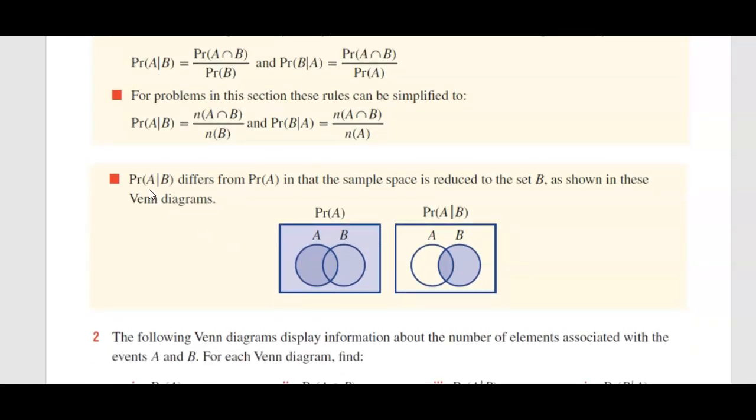All right, so the probability of A given B differs from probability of A in that the sample space is reduced to the set B, as shown in these Venn diagrams. So we're only looking at A given B, we're only looking at what we have in the B. Given B, a B has to have occurred, and we're only looking at this intersection part because that part contains A. So the probability of A is in this intersection.